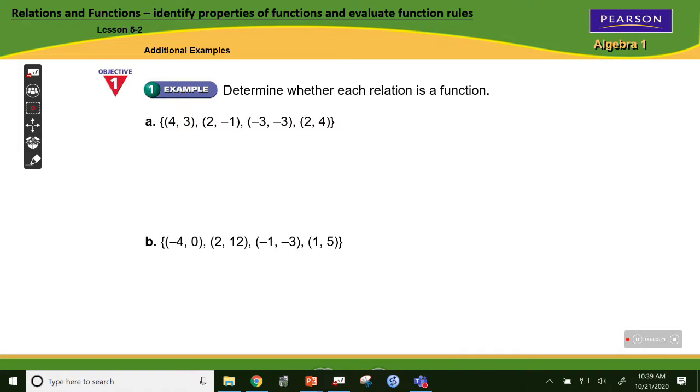So this one says to determine whether each relation is a function. In order to do that, you need to know what a relation is and then what a function is. So I'm going to talk about them first, and then we'll try to come up with a definition. I'm looking at the first one.